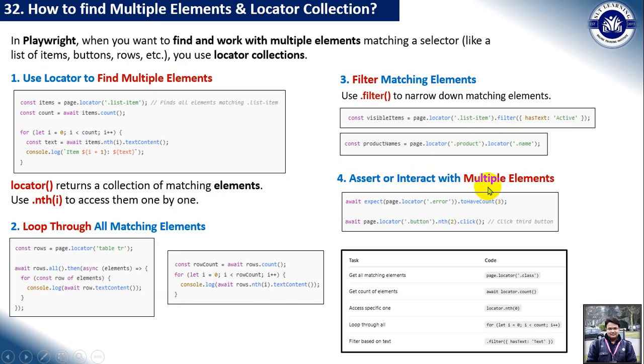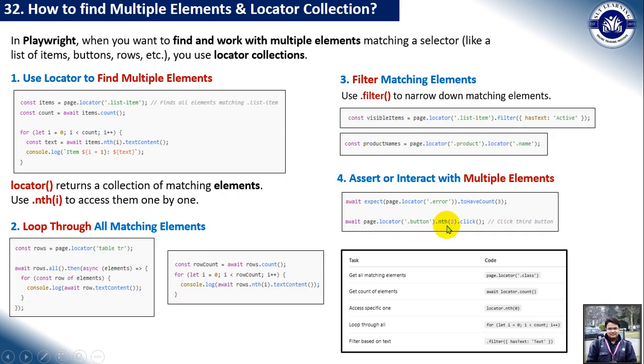Assert or interact with multiple elements. How can you assert and interact with multiple elements? So await expect page dot locator dot error to have count 3, meaning you should have three messages or three locators which have the dot error element in them. Okay, dot error class or dot error method over there. Okay, await page dot locator dot buttons, meaning it will have a class, dot means class, and button, right?